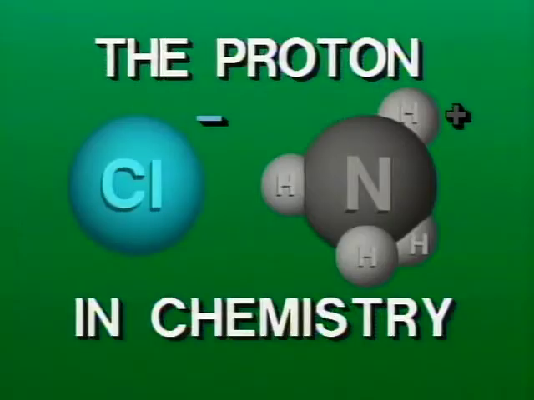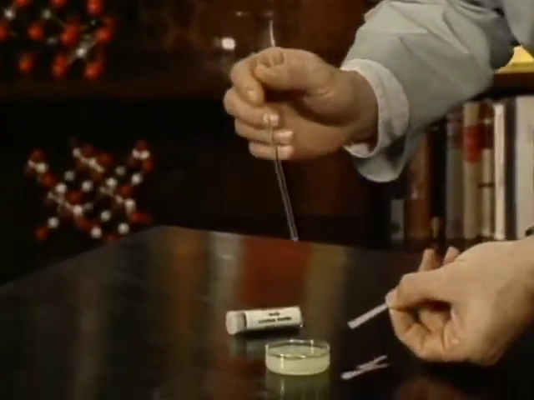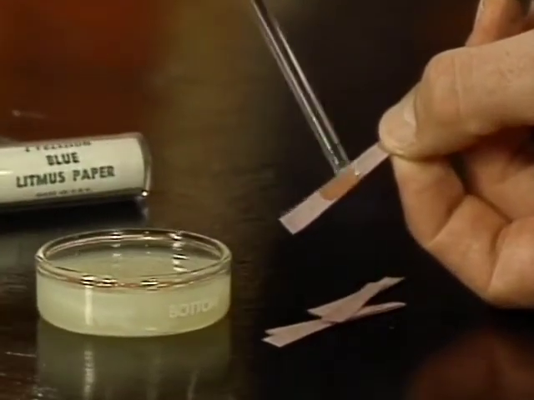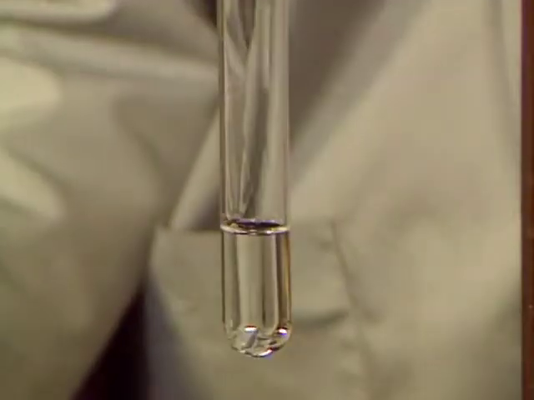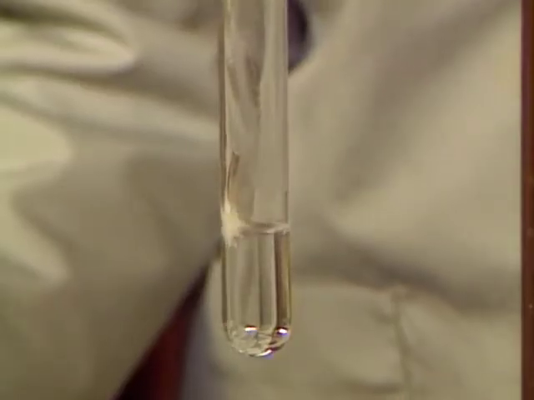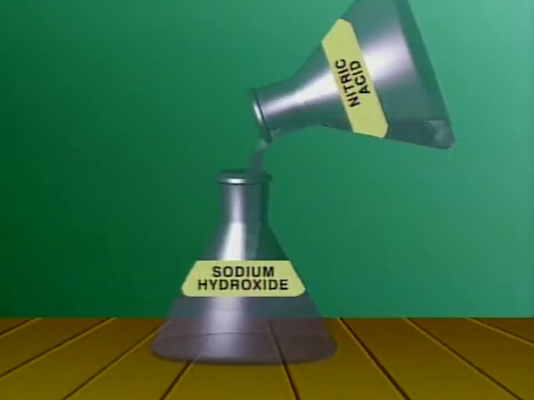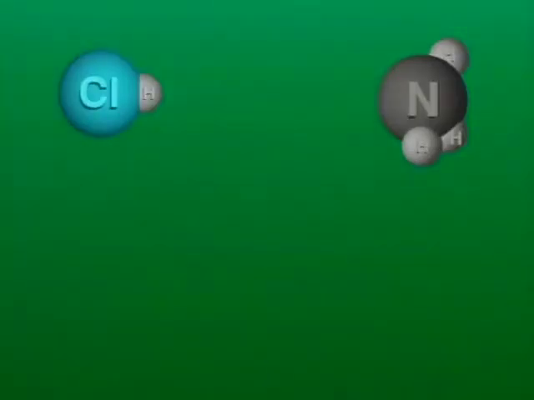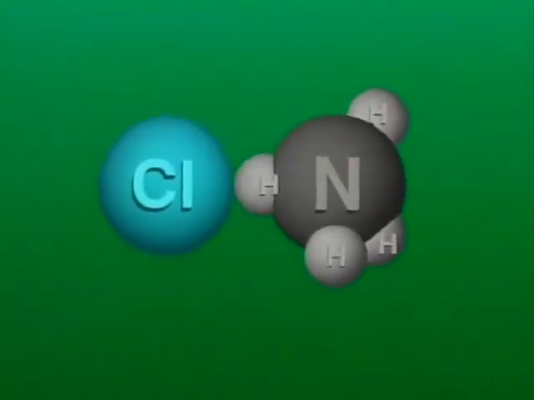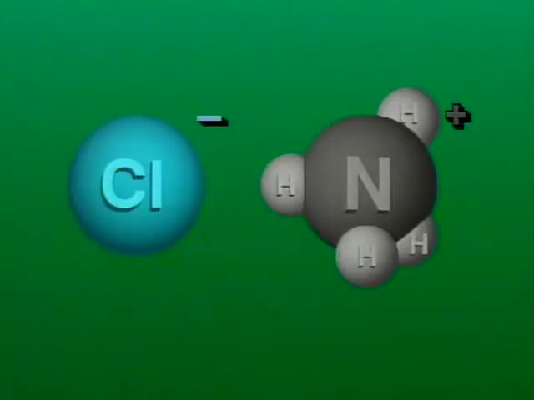To review, in the laboratory, acids are recognized by their ability to change the color of dyes, turning litmus red, for example. They react with metals like magnesium to produce hydrogen. Acids and bases react together. Today, acids and bases are defined in terms of hydrogen ion or proton transfer. An acid donates a proton to a base. A base accepts a proton from an acid.